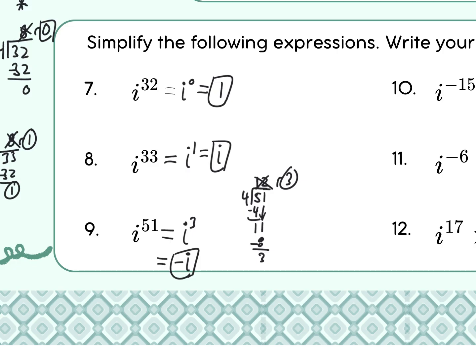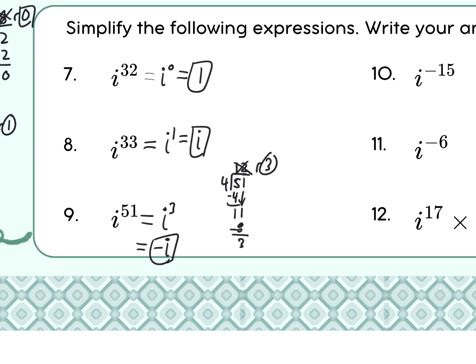Right, so there's only 4 things that you need to remember. Right, it's i to the 0, i to the first, i to the second, i to the third. Right, or maybe i to the first all the way up to i to the fourth, right, depending on how you look at it. All right.